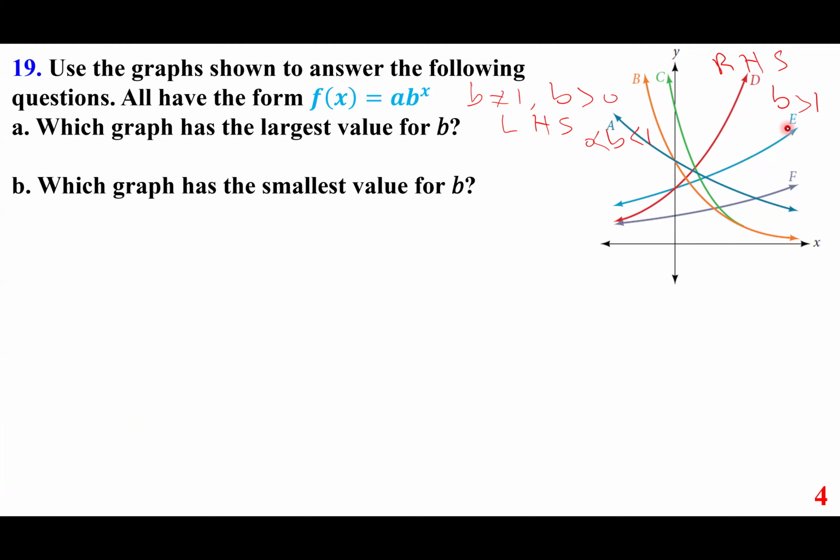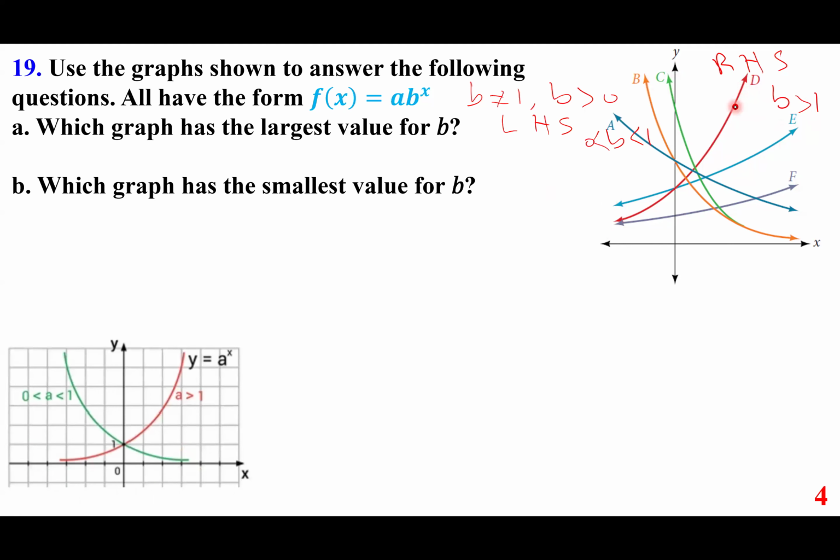And we look at the right-hand side. This is on the right side. This is on the right side. This is on the right side. I hope you recognize D is the closest. So which one is closest to the y-axis is D. So closest. So to answer that, let me remind you of a couple of things.